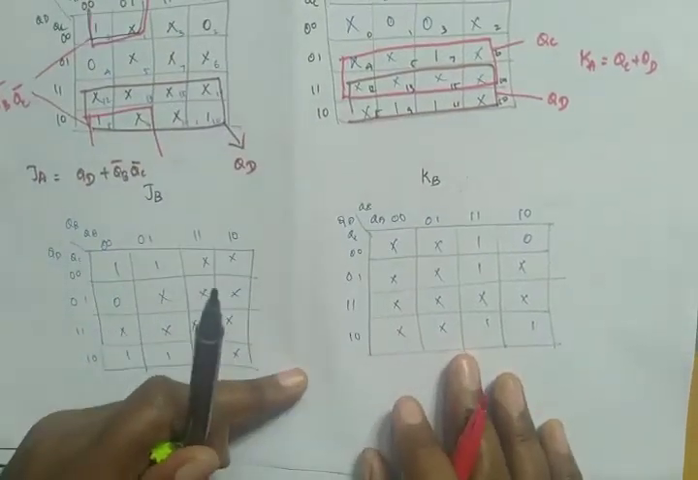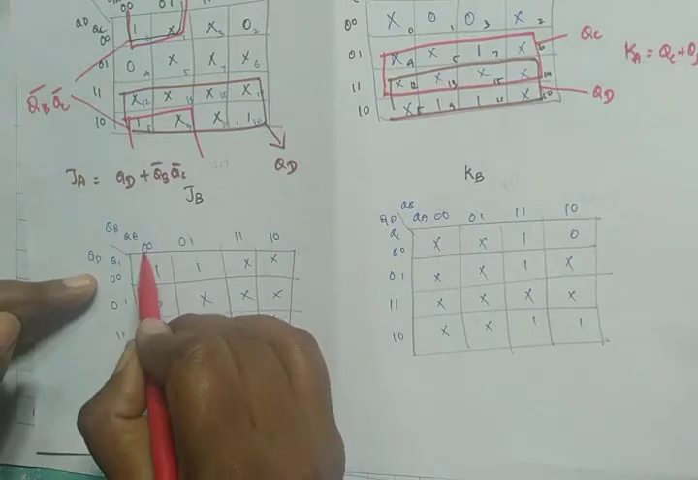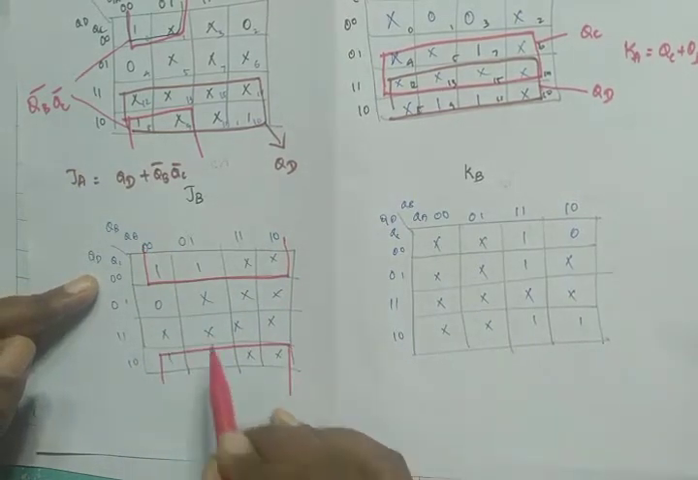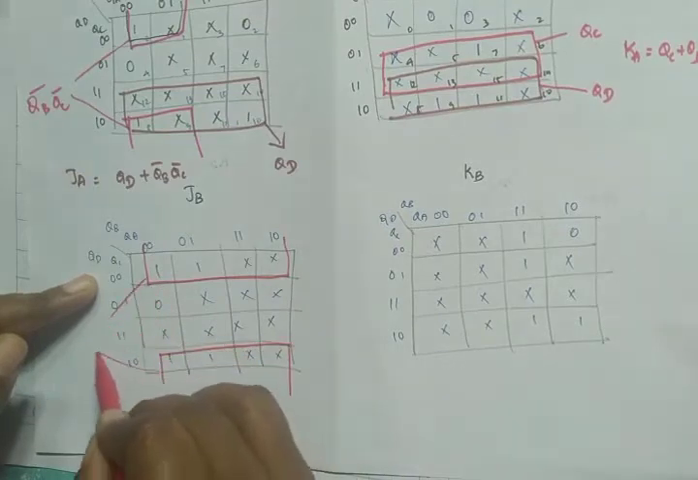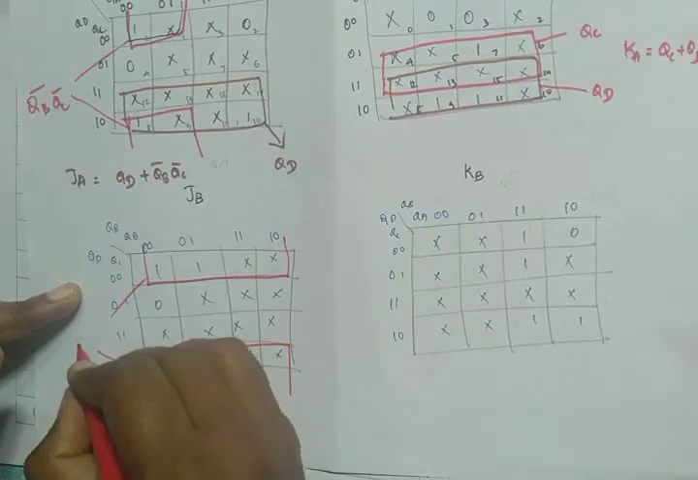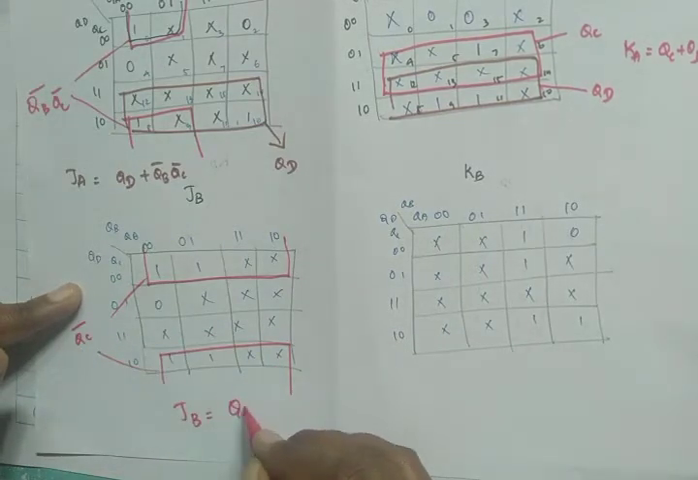Then the next one, let us move on to JB. Now check here. Here we have 1 1 X X, and here we have 1 1 X X. Now combine this to 1 1 X X. Here everything gets cancelled. Here we have 0 1 cancelled. So here we have only QC bar. So JB is equal to QC bar.